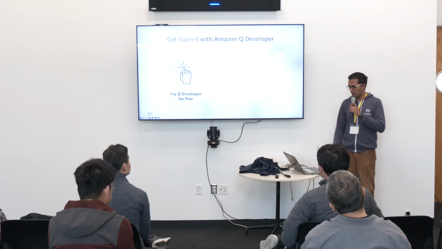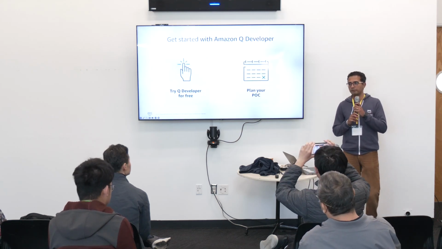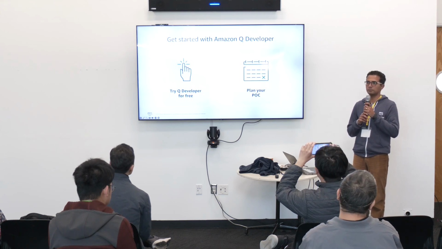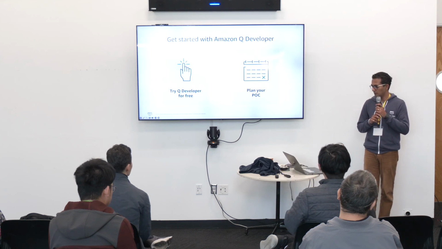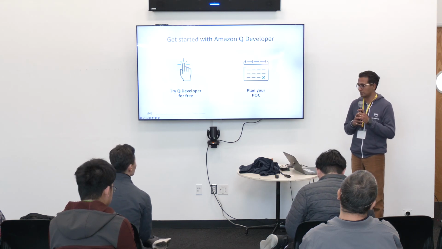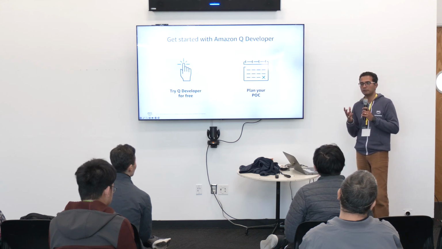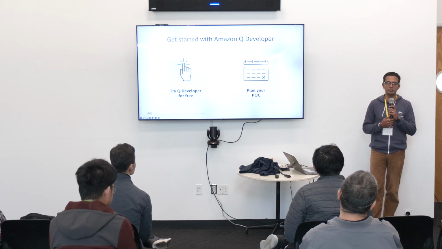So with that, if you want to try Q today, you can Google Amazon Q Developer. You can get started for free. You don't have to pay to start. You can just download Amazon Q CLI or Amazon Q Developer, and whichever IDE you are using, if you're using IntelliJ, VS Code, whatever, you can start using it.